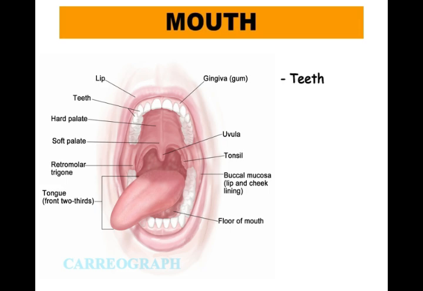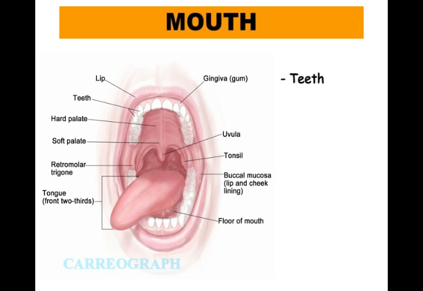Incisors are cutting teeth which are 8 in number. Then we have canines, which are tearing teeth, and they are 4 in number. Premolars are crushing teeth, which are 8 in number. And molars are grinding teeth, which are 12 in number. And the top portion of the tooth is enamel, which is the hardest part of our body. Friends, we will discuss the anatomy and physiology of the teeth in our next video.